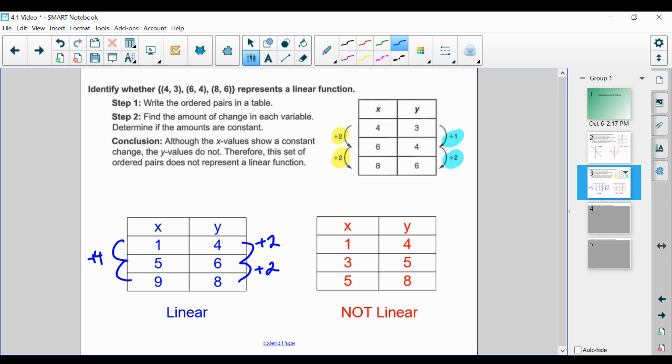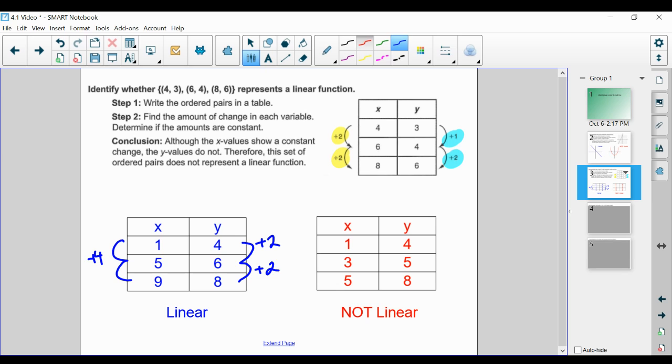So since we have a constant change in our x and a constant change in our y, those may be different, the x and the y changes, but within the x values, we're increasing or decreasing at the same time. And the y values were increasing or decreasing by the same amount.